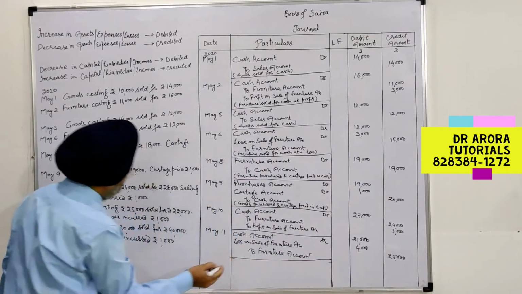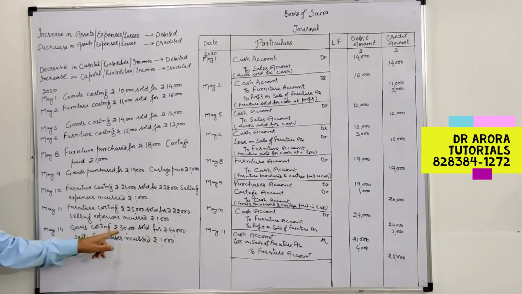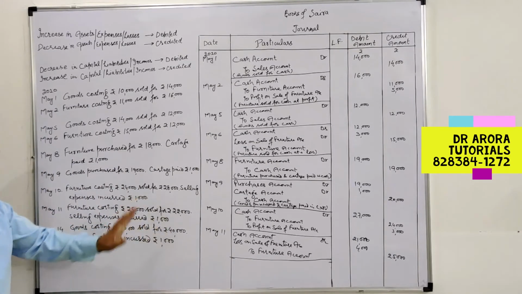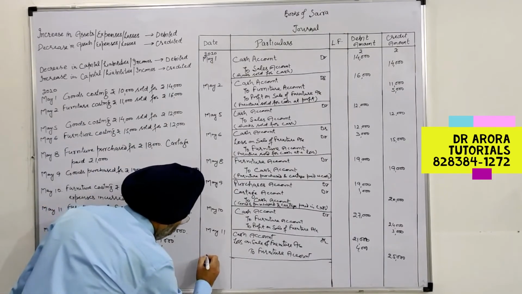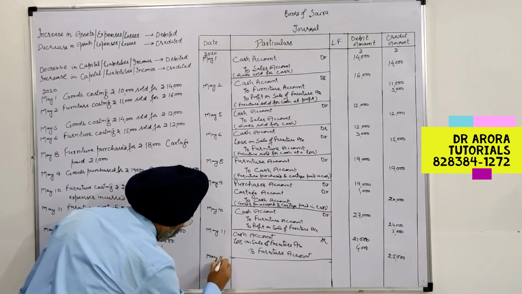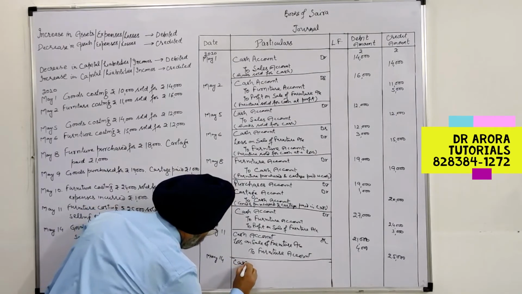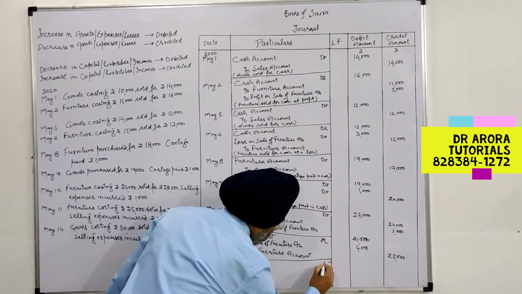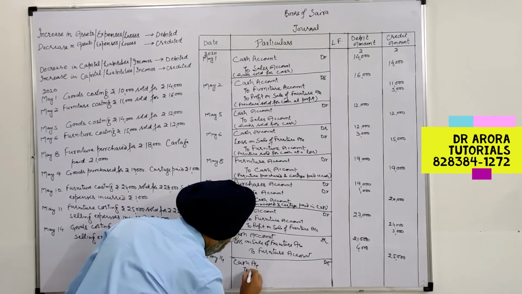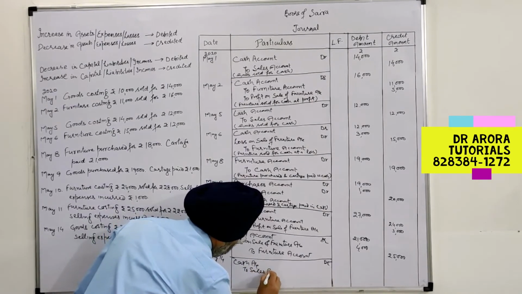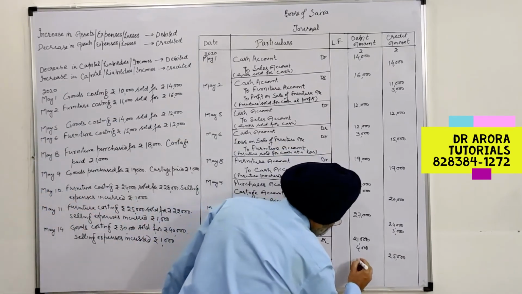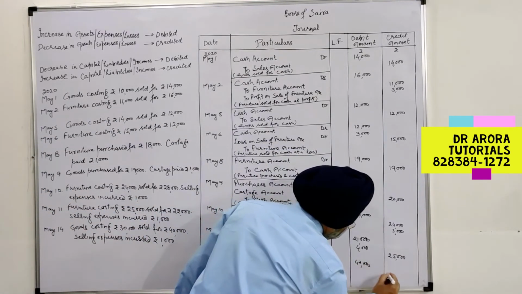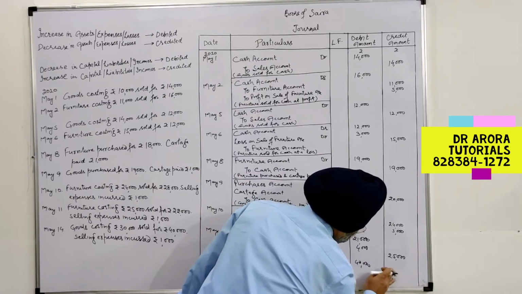So last transaction is goods costing rupees 30,000 sold for 40,000. Profit or loss is not to be shown anywhere. So May 14th, cash account debited, to sales 40,000.